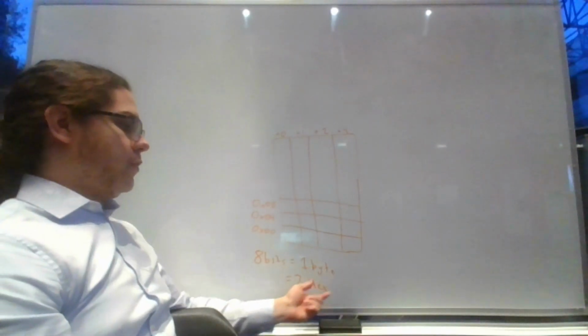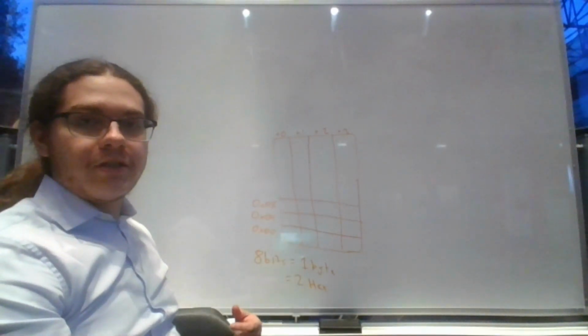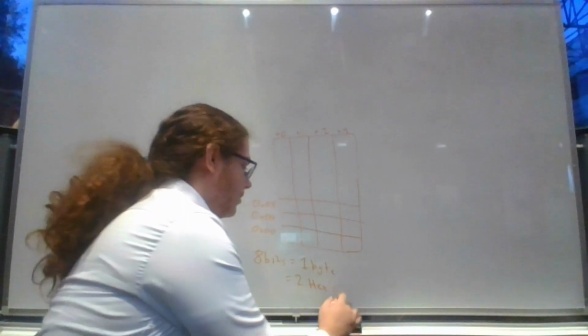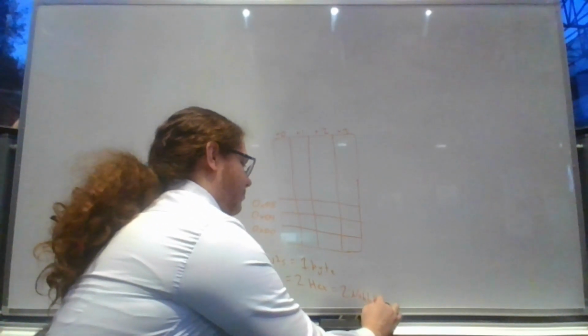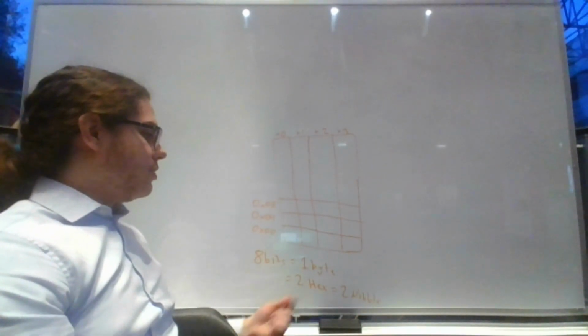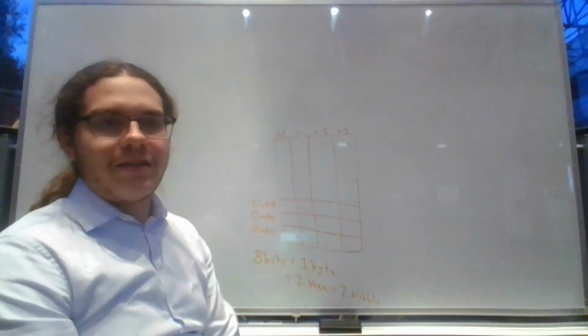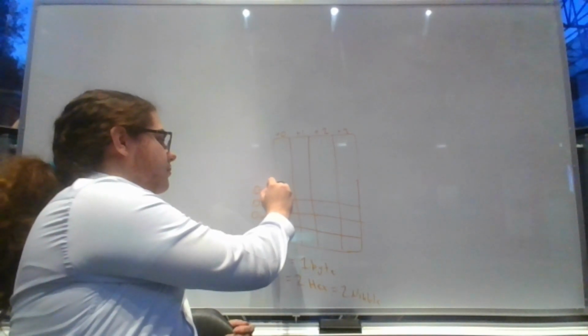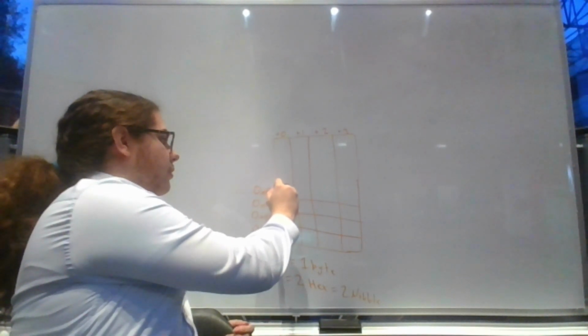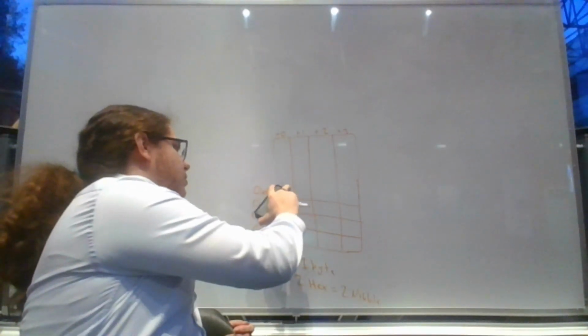So 8 bits is the same as 1 byte, which is the same as 2 hexadecimal digits, which, as a fun fact, is also called a nibble. It's not quite a byte, just a nibble, which I think is pretty cute. So what you have here is a memory. Oops, that's wrong. Let me see.